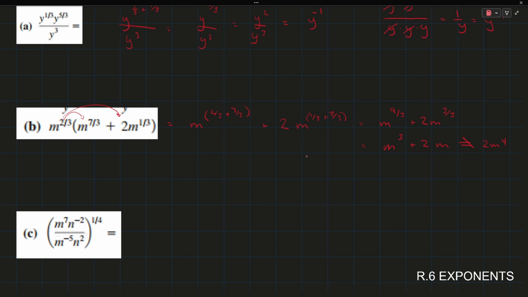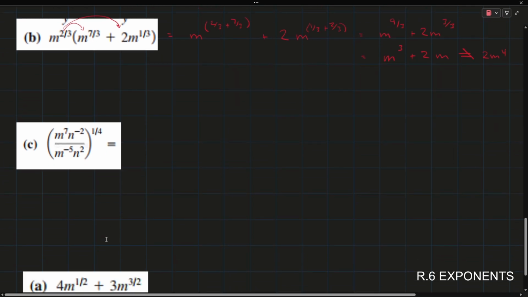So just moving right along here. Let's do this one. This one's getting exciting, right? So we've got m to the 7th, n to the negative 2 over m to the negative 5, and so on. What I'm going to do with this is try to simplify what's in the parentheses first.